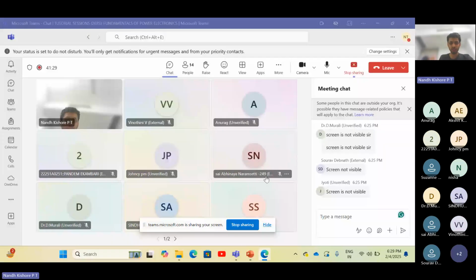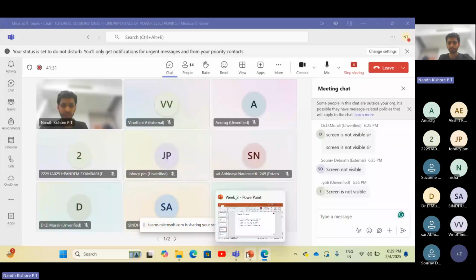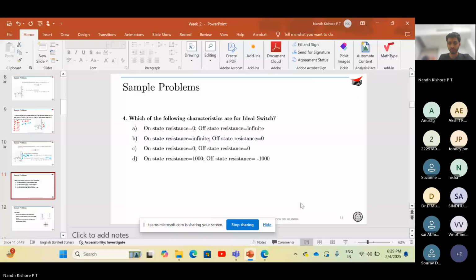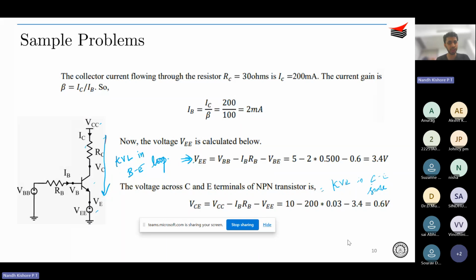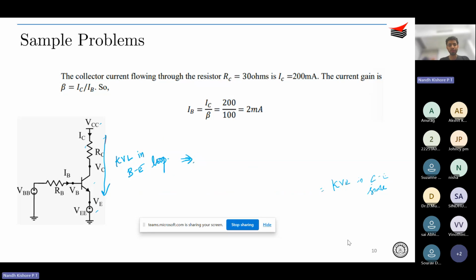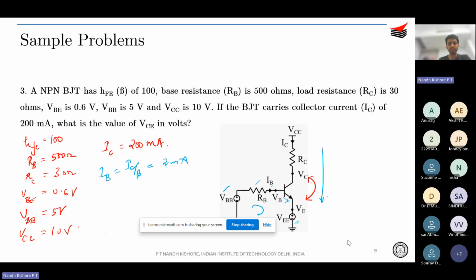Yeah, so I guess now it would be visible again. As I was telling, we apply KVL in the base to emitter loop first, find out what is VEE, and then you apply KVL in the collector to emitter loop, and from that you can obtain your VCE. So that is what was asked in the question, that is to find out what is VCE.